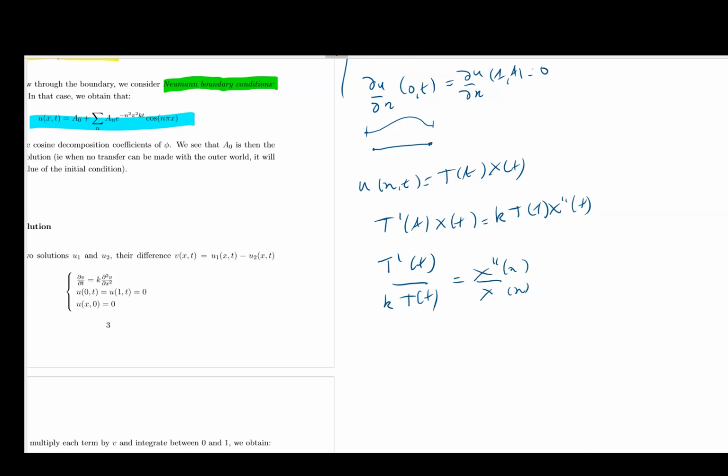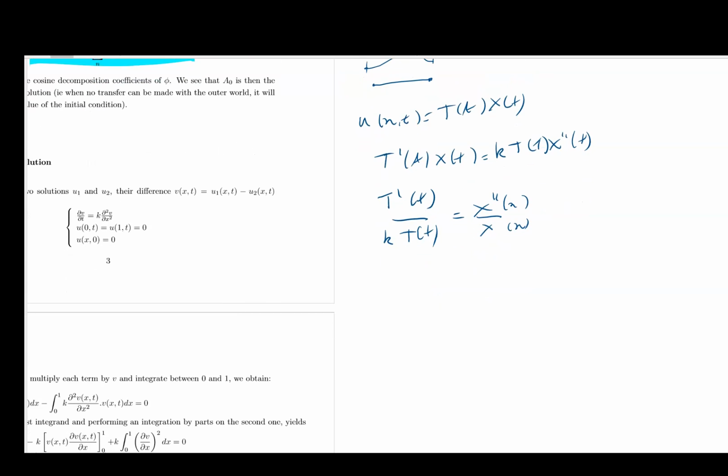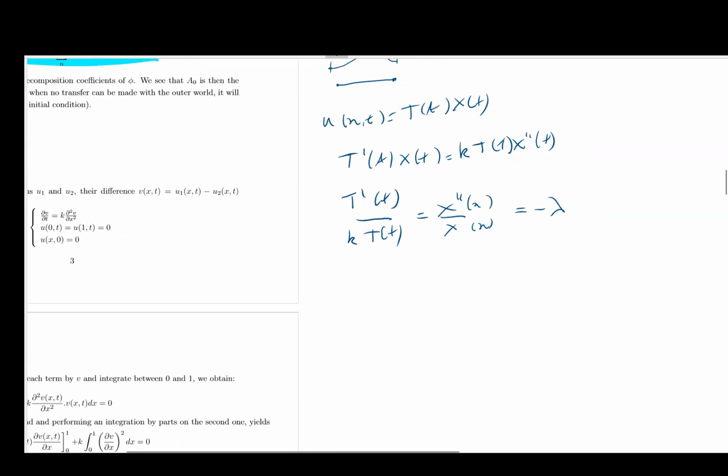Same reasoning: that's a function of t on the left, a function of x on the right. So the only way that these can be equal to each other for any values of x and any values of t is if they are equal to some constant, and we choose minus lambda, because that's the right choice. You should try the wrong choice to understand fully why this is the right choice in that case. Lambda is positive, and we do the solving as before.